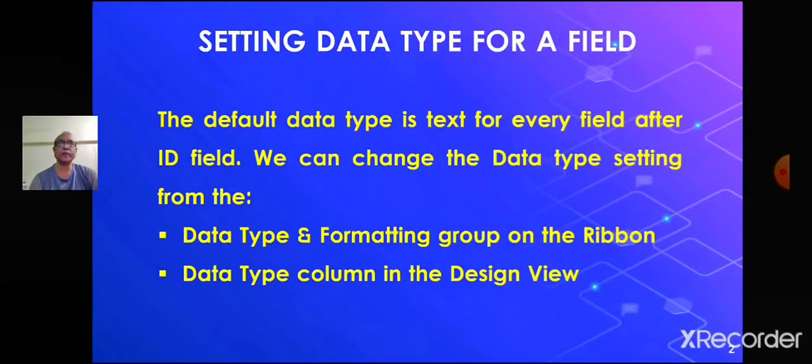Access 2007 lets you control how data can be entered in each table field within your database. This is done by using data type. The default data type is text for every field after ID field. We can change the data type setting by two ways. The first one is data type and formatting group on the ribbon. And the second way is data type column in the design view.